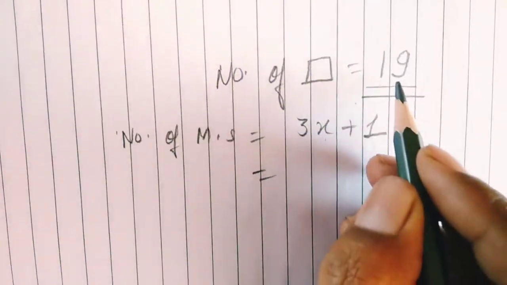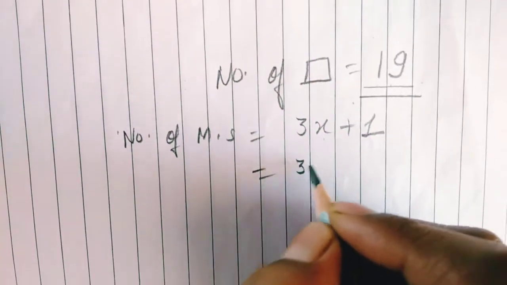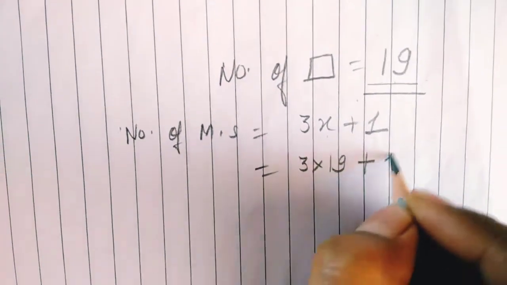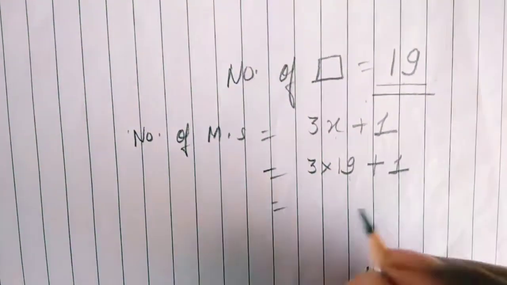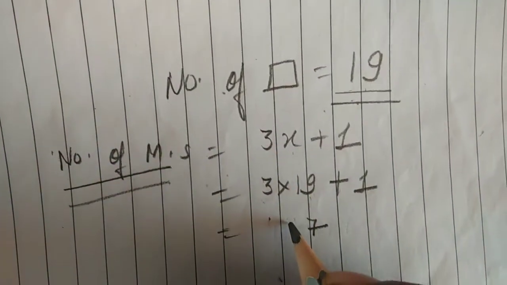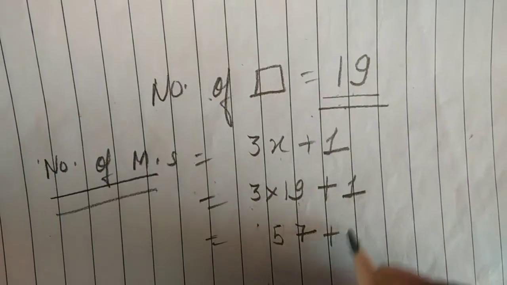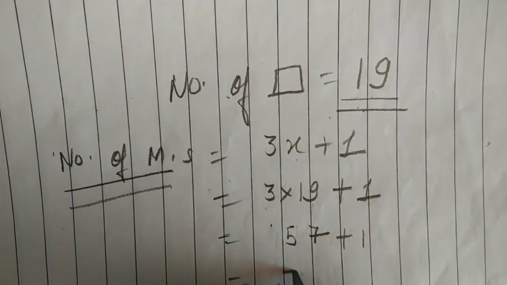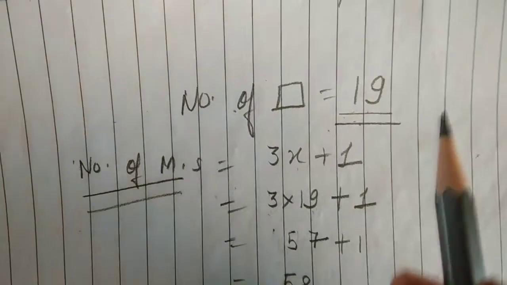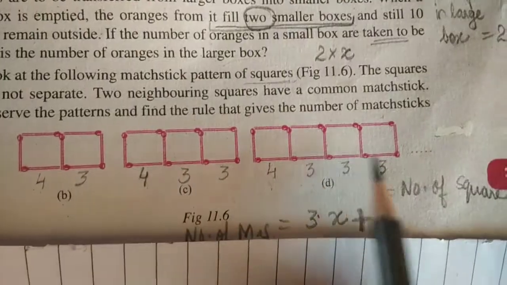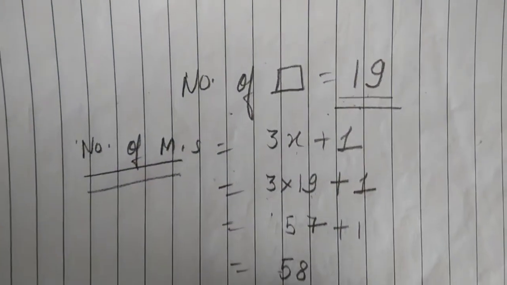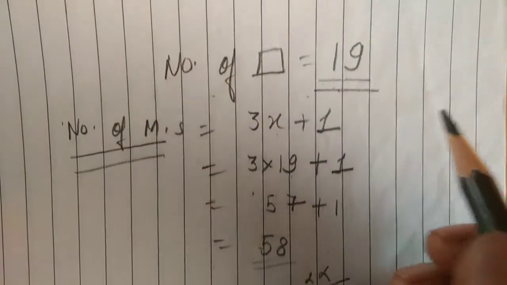This x is the number of squares, so 3 will multiply by 19, plus 1. When we multiply 3 by 19, 3 nines are 27, 7 here and carry 2. 3 ones are 3, plus 2 is 5. So 57 plus 1 is 58. So when we have 19 squares, we need 58 matchsticks, as we needed 13 matchsticks for 4 squares.